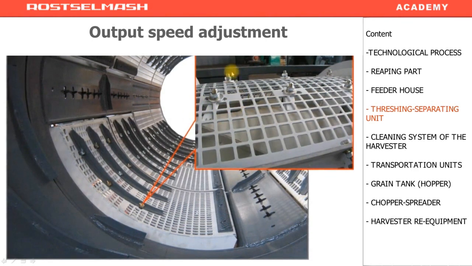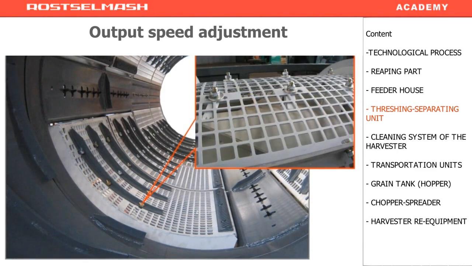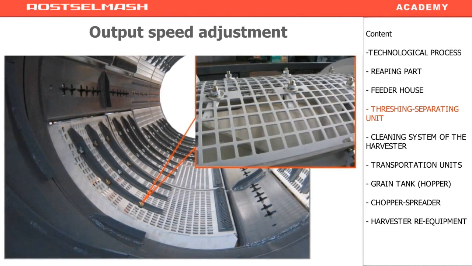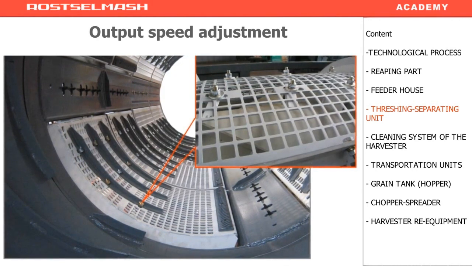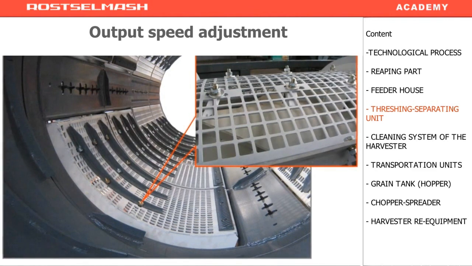It takes more time for the mass to go through the threshing and separation unit. This adjustment is necessary for different types of yield. In case of high yield, this adjustment might not be necessary at all. In case of low yield harvesting, it might be necessary to hold the mass in this threshing separation unit to fill it with more mass.